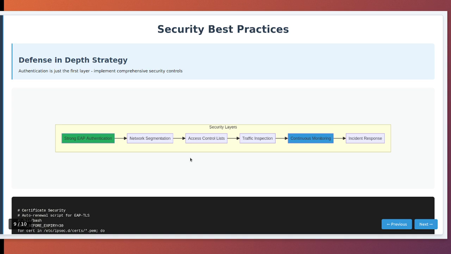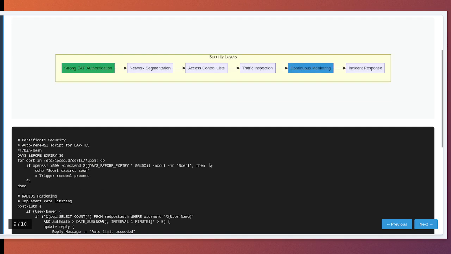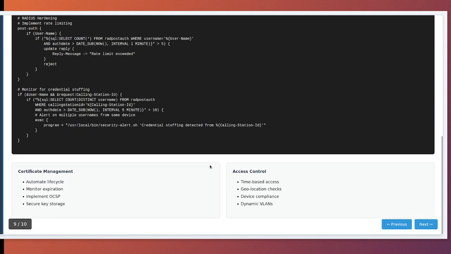RADIUS security often gets overlooked. Always use strong shared secrets, 20+ random characters. Implement IPsec or RADSec between VPN gateways and RADIUS servers, and monitor RADIUS logs for authentication anomalies. One pattern I have seen repeatedly is attackers compromising a VPN gateway and then using it to harvest credentials by proxying authentication requests to their own RADIUS server.